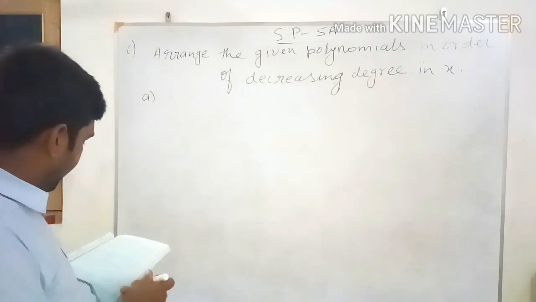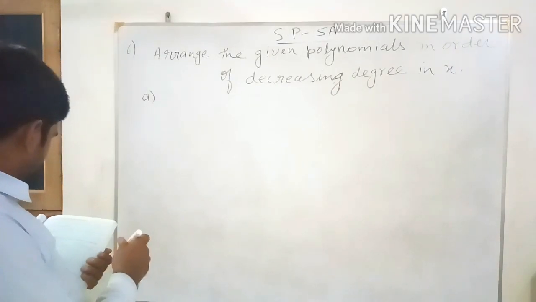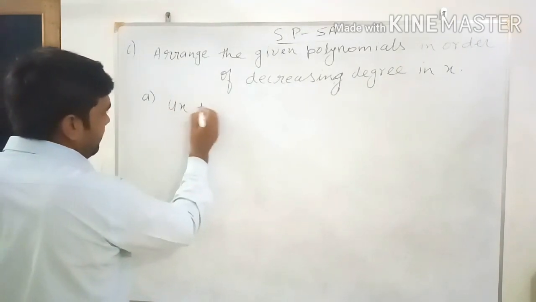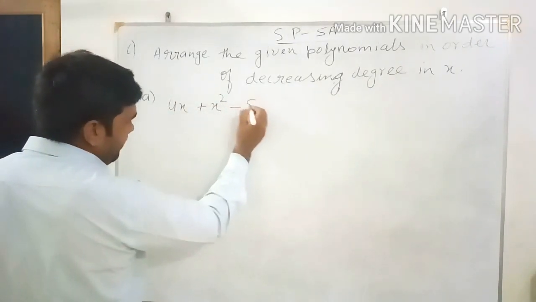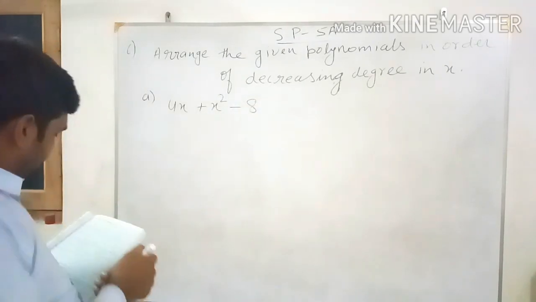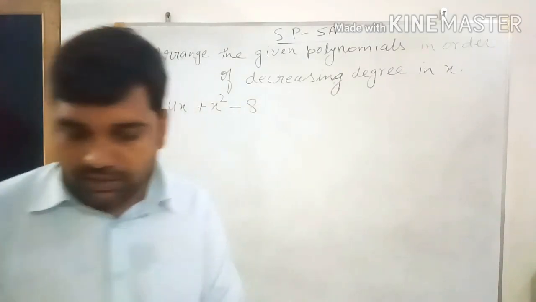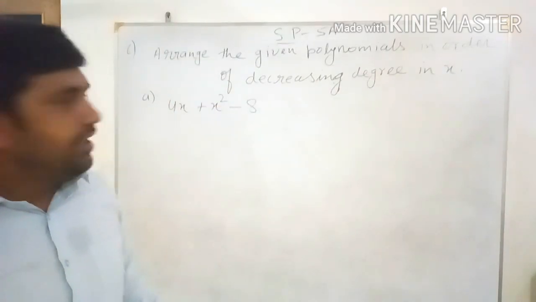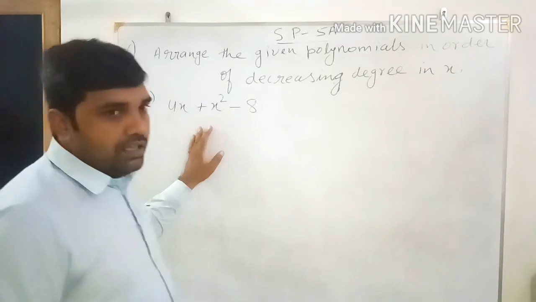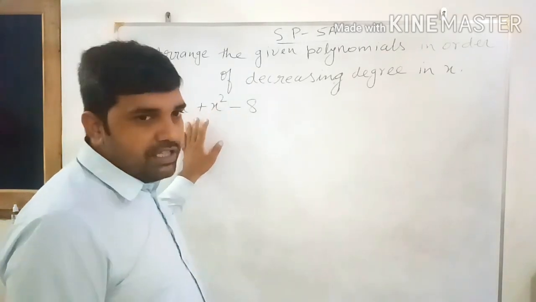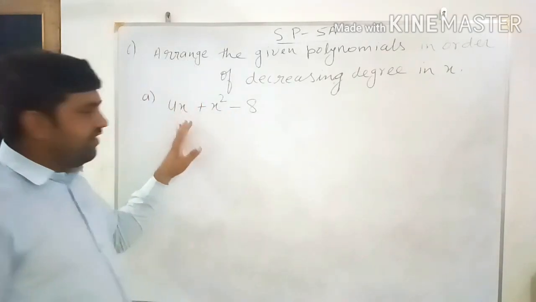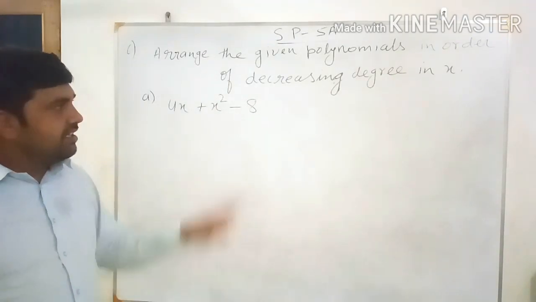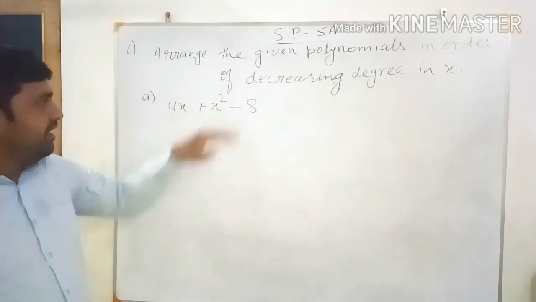4x plus x square minus 8. So we have to arrange this polynomial. The question is arrange the polynomial in order of decreasing degree. Decreasing degree means the term with the greater degree you write first, and the smallest will be at the last, that is the decreasing order. So degree should be in the decreasing order.